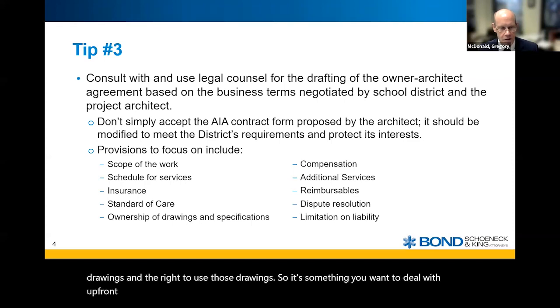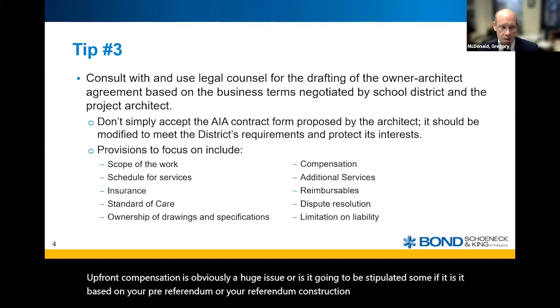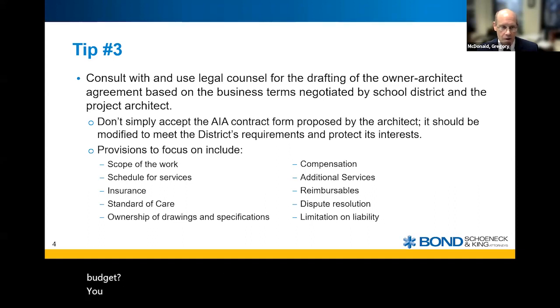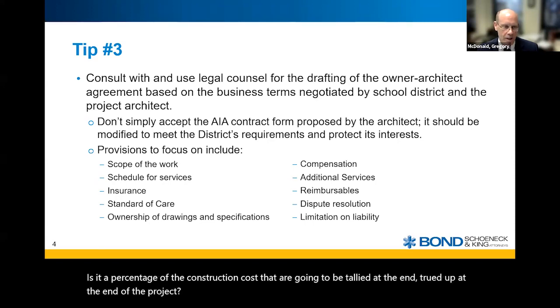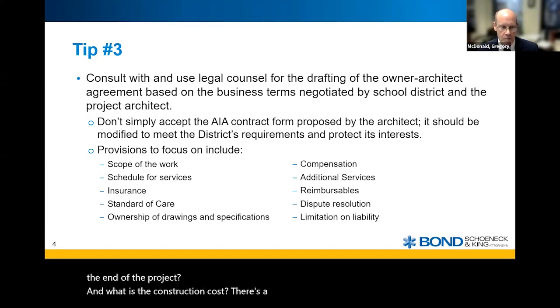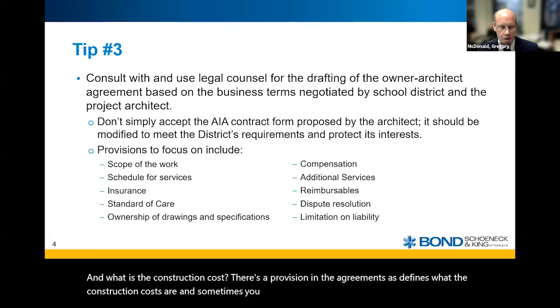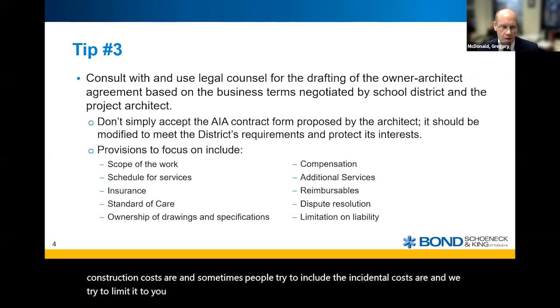Compensation is obviously a huge issue. Is it going to be a stipulated sum? If it is, is it based on your pre-referendum or your referendum construction budget, or is it the project budget? Is it a percentage of the construction costs that are going to be tallied and trued up at the end of the project? And what is the construction cost? There's a provision in the agreement that defines what the construction costs are. Sometimes people try to include the CM incidental costs, and we try to limit it to hard construction dollars and what the contractors have been paid to construct the project or do the renovations.